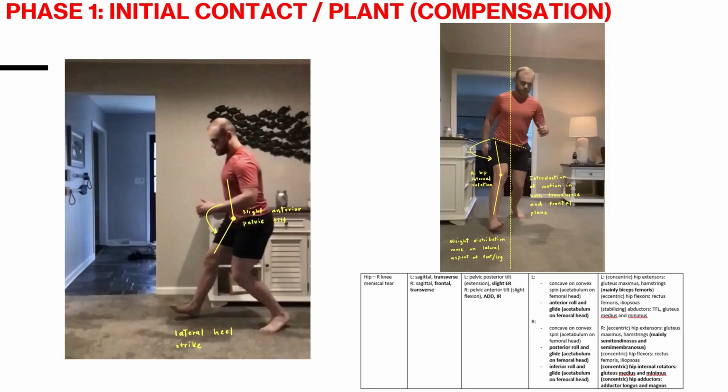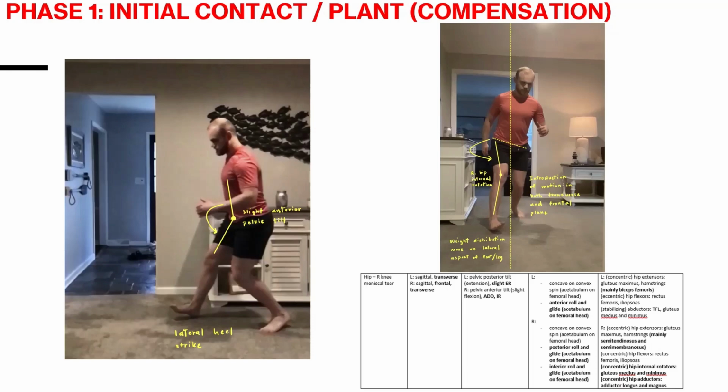Finally, looking at the muscle forces acting on the hip, on the left side, the hip extensors are contracting concentrically, but mainly it's the biceps femoris that's being activated here. The hip flexors are contracting eccentrically with our abductors acting as our main stabilizers. The same muscles are involved as before.